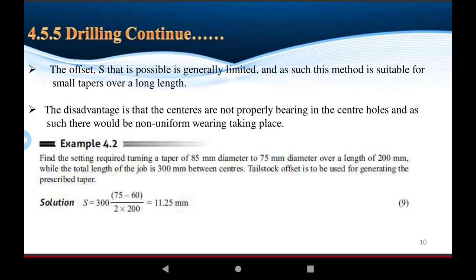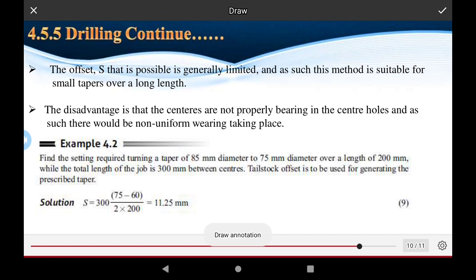Okay, find the setting required for turning a taper from 85 diameter to 75 diameter over a length of 200 mm, while the total length of the job is 300 mm between the centers. Find the tailstock offset for the prescribed taper. This is the problem statement.